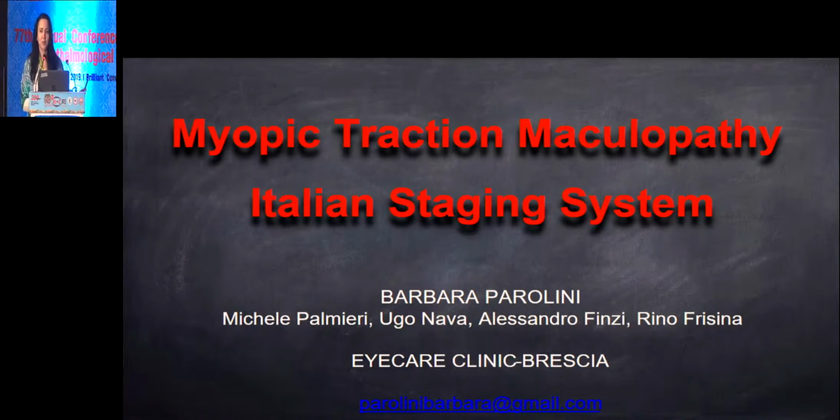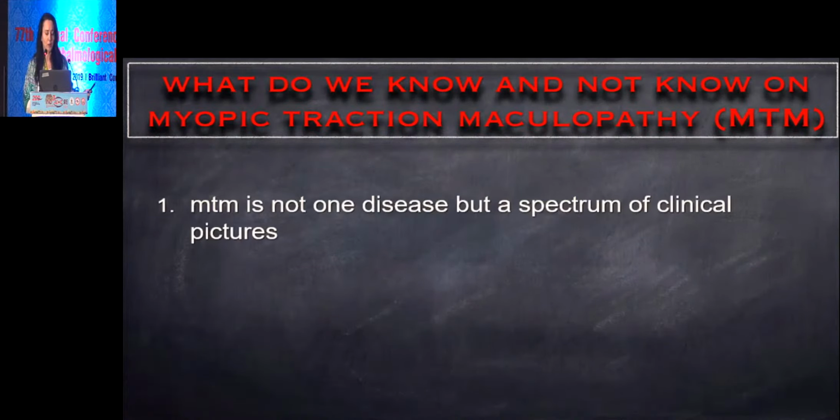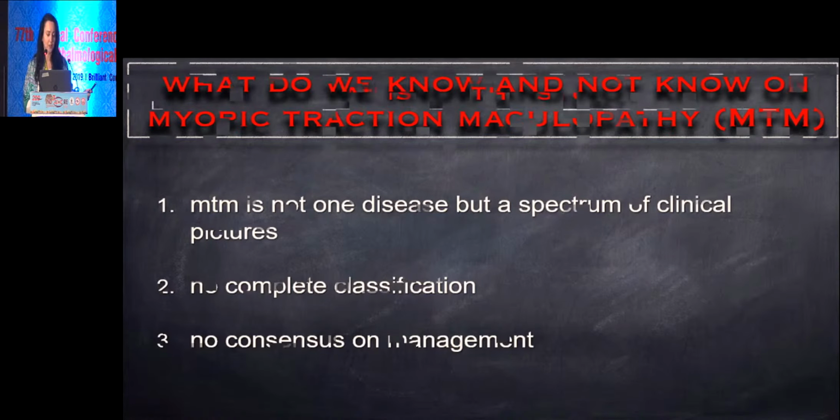So I would like to interact with you about myopic traction maculopathy and a new staging system that I am proposing. So what do we know and what we don't know about myopic traction maculopathy? It is not one disease, but it is a spectrum of clinical pictures. There is no complete classification at the moment, nor consensus on the management.